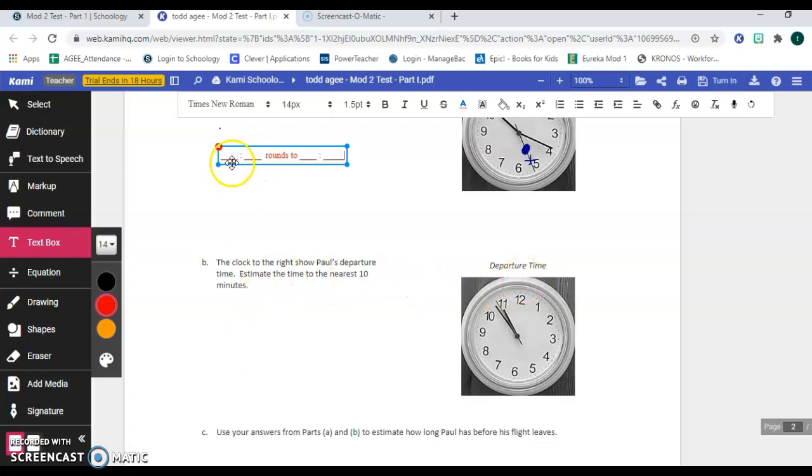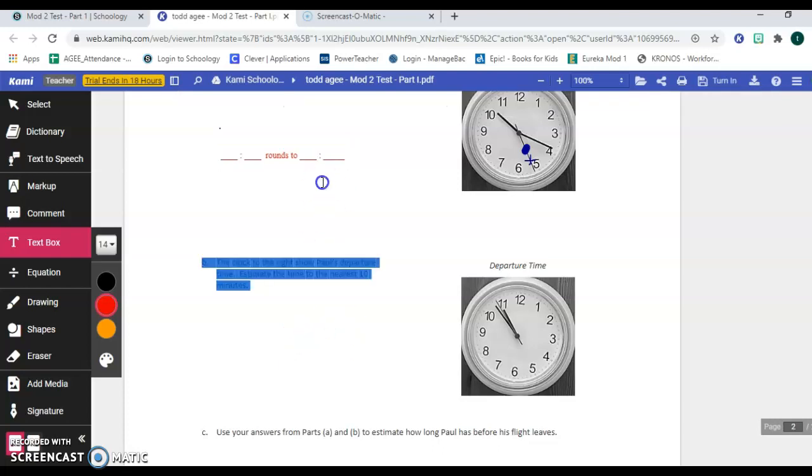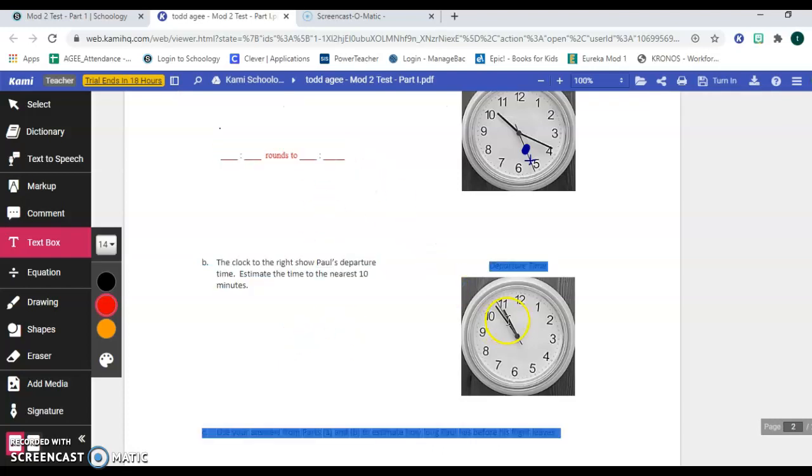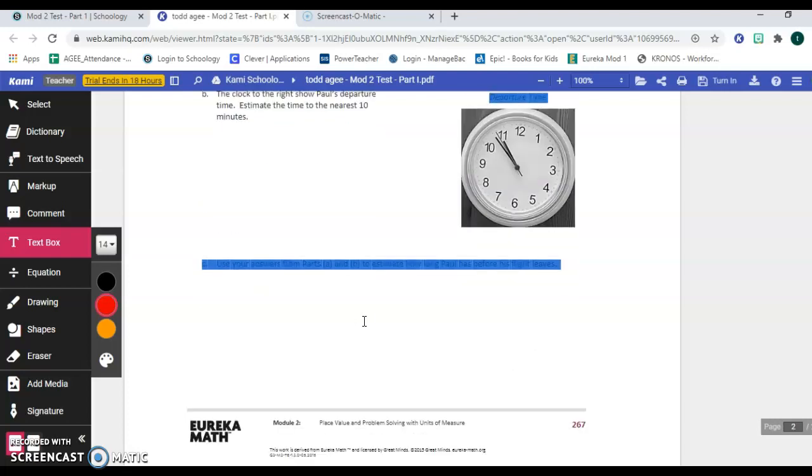So again, you're going to do it. Your answer should look just like this one. Put the precise time here and rounds to the nearest 10 minutes. So you're going to have a 10-minute below and a 10-minute above, and you're going to decide which one it rounds to. And then in the end, it says use your answers from part A and B to estimate how long Paul has before his flight leaves.